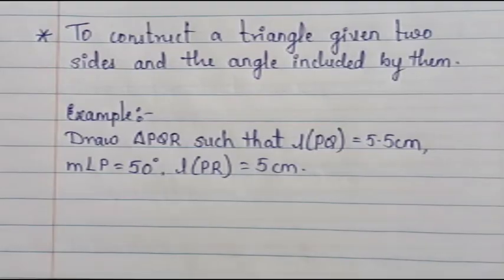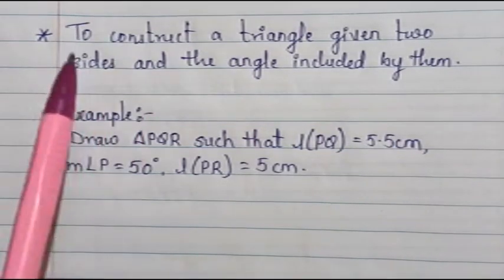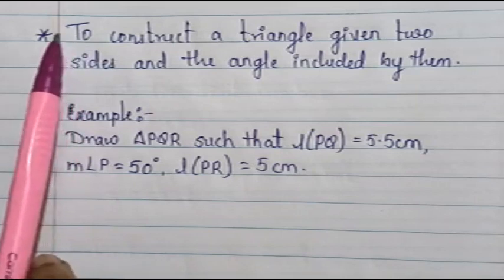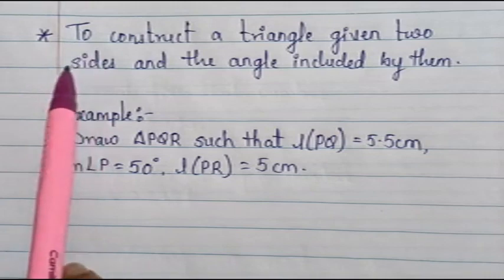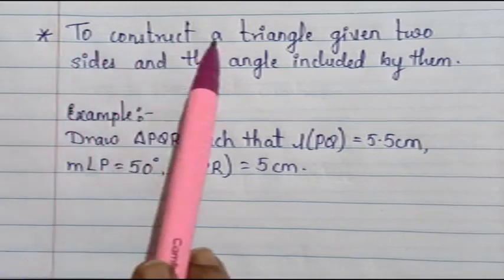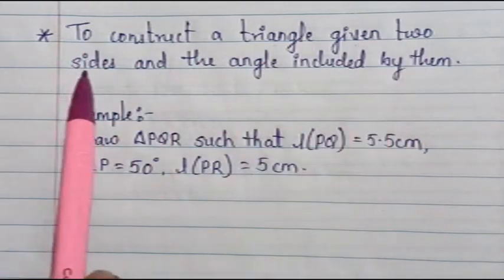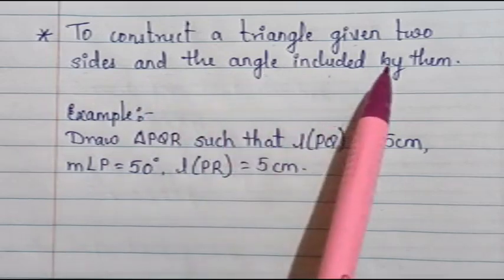Now students, today we are going to start with a new part of this chapter. Open your maths textbook, page number 4. We have completed practice set 2. Now we are going to study further. The subtopic is to construct a triangle given two sides and the angle included by them.